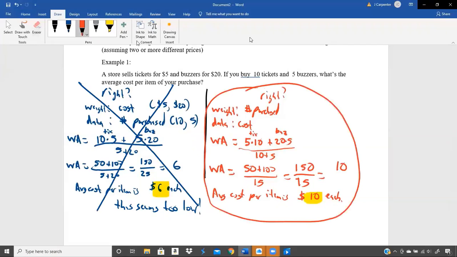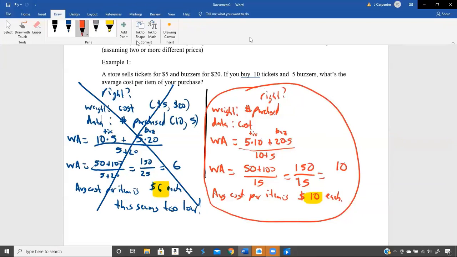So the weights were really the number purchased, the data was the cost. So in this scenario, it's actually more of the thing that you can control that's the weight. And whenever we talk about an average cost, this is how things always work. The data is the cost of the items, and the weight is how many you purchase, because you could, in theory, if you have free will, decide to purchase more or less, which would cause the average to change.